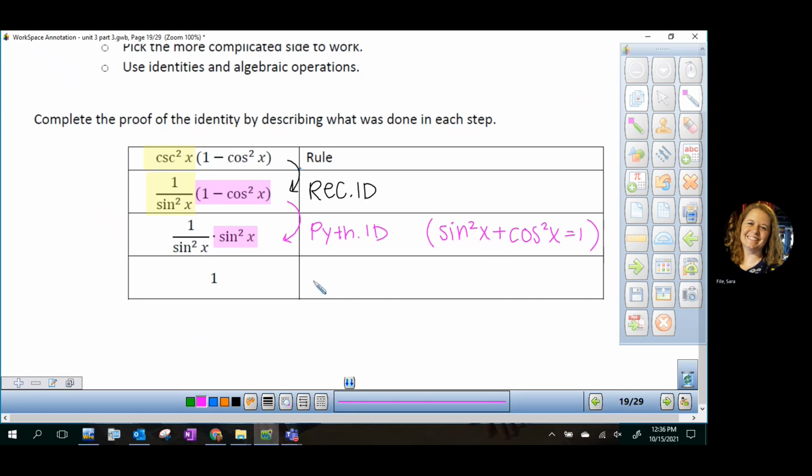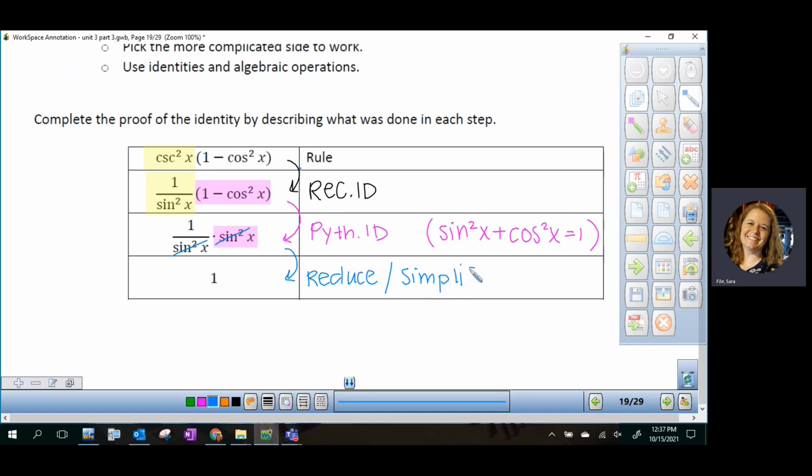Now, how did that all of a sudden become a 1? What happened from here to here? The sine squared in the denominator multiplied by sine squared reduces. So you can just say reduce, or you may say simplify. That was not an identity. That's just an algebraic operation. You can simplify when you have a common factor in the numerator and denominator. And then you're left with just a 1. Does that make sense? All right, let's try the next one.